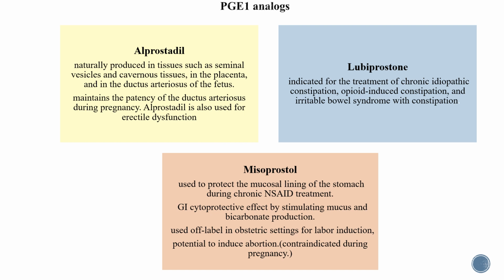Okay, the next one is lubiprostone. It is indicated for the treatment of chronic idiopathic constipation, opioid-induced constipation, and irritable bowel syndrome with constipation. And the next one is misoprostol. Misoprostol is mainly used to protect the mucosal lining of the stomach during chronic NSAID treatment. Also it has a cytoprotective effect. How does it protect the gastrointestinal tract? By stimulating mucus and bicarbonate production. And off-label, it is used in obstetric settings for labor induction. It has high potential to induce abortion, so it is contraindicated during pregnancy.